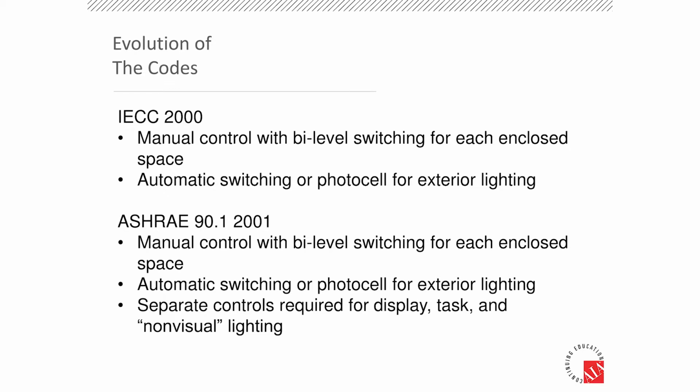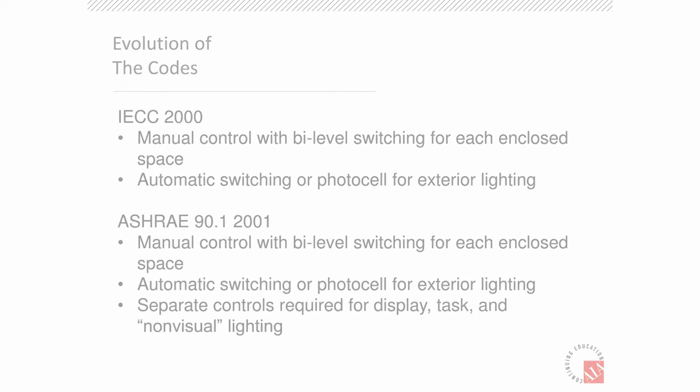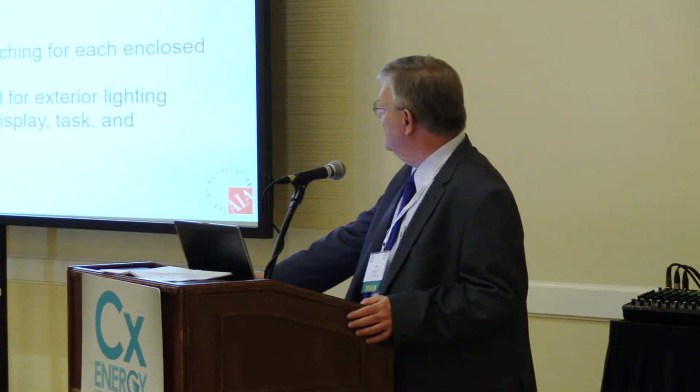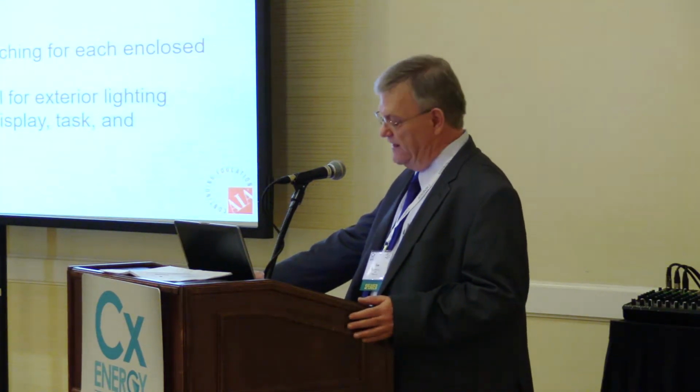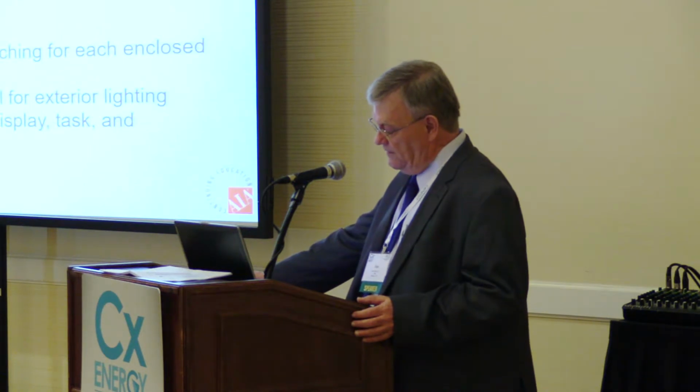The only requirements it had for lighting controls were for manual control with bi-level switching for every space that was enclosed and automatic photocell switching for outdoor lights. The intent of the requirement for bi-level switching is to make sure that occupants can select a level of light that works for their task without having to go to the full design level of lighting all the time.